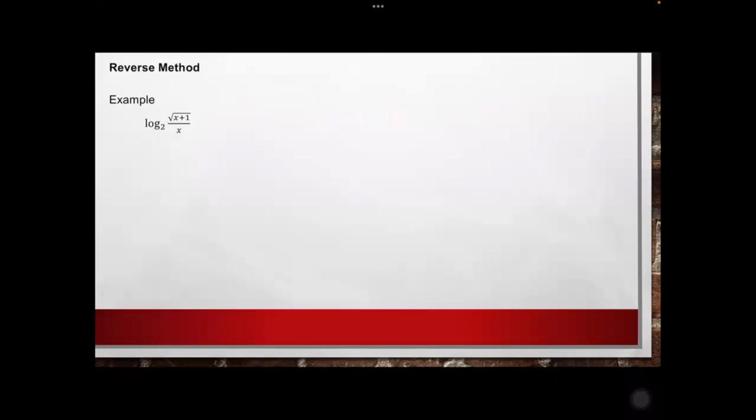Okay, so let's have another. This will be logarithm of the square root of x plus 1 over x. So, kakaroon tayo dito ng logarithm. This will be 2. Tapos, square root of x plus 1 minus logarithm of base of 2 and x. Yun lang.